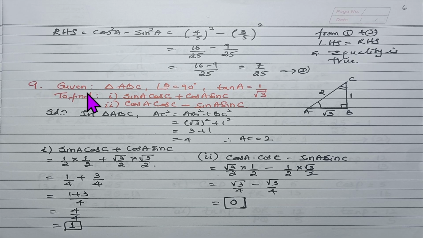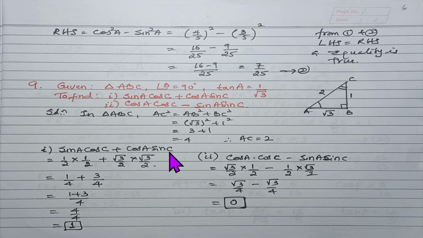Now in the ninth example, we are given a triangle ABC, and angle B is 90 degrees. Tan A is equal to 1 by root 3. Please understand, tan A is 1 by root 3, and what is tan A here? Tan A is BC by AB, therefore it is 1 by root 3, so BC is 1 and AB is root 3, and by applying Pythagoras theorem we get AC as 2. Now what do we have to do? Sin A cos C plus cos A sin C has to be found out.